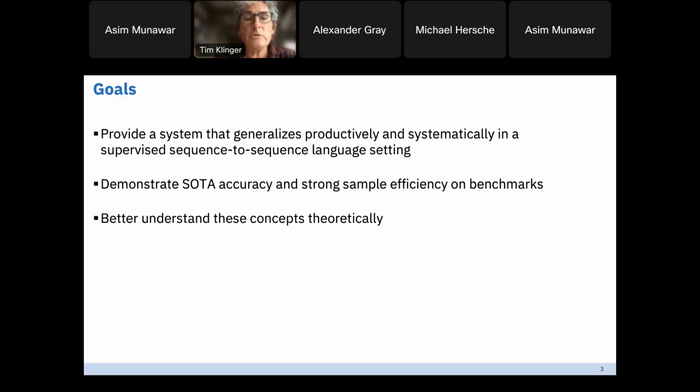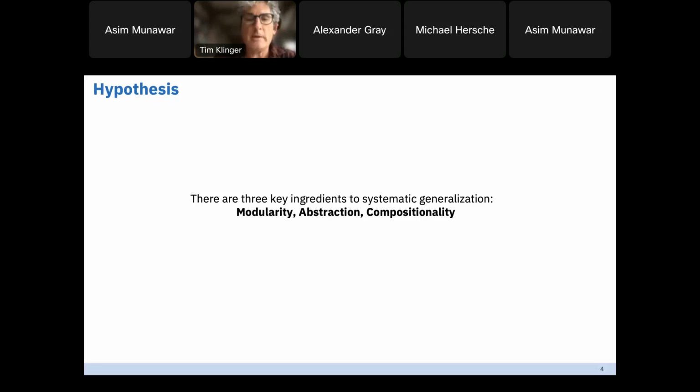And finally, we're interested in understanding these concepts more deeply theoretically, but I won't talk more about that in this talk, though we do have some work there. Okay, so that's our goal. We hypothesized that there are three key ingredients: modularity, abstraction, and compositionality. These are the three ingredients that I think you need in a system that wants to do this. I'll explain next what these mean more specifically, but keep this in mind as a high-level hypothesis about what's required to solve machine learning problems in a systematic way.